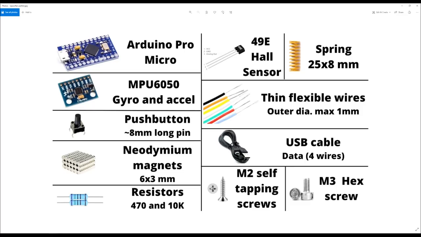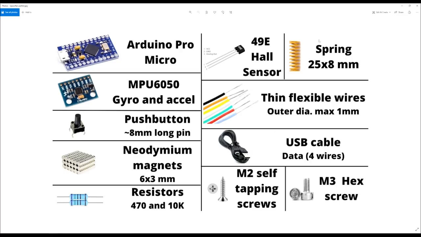You need an Arduino Pro Micro. It's really important to get an Arduino which has native USB port, otherwise it will not work. And then there is the MPU 6050 gyroscope and accelerometer sensor, this angular change sensor. And there is this 49E Hall effect sensor. This is for the arm. A push button for the top. It's important that you need roughly an 8mm long pin here. Then 3 pieces of these neodymium magnets, 6x3mm. 2 resistors for the debouncing of the button.